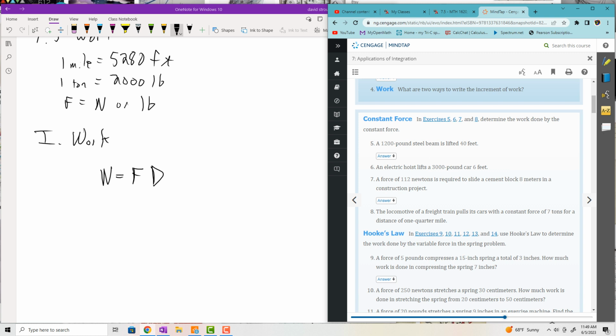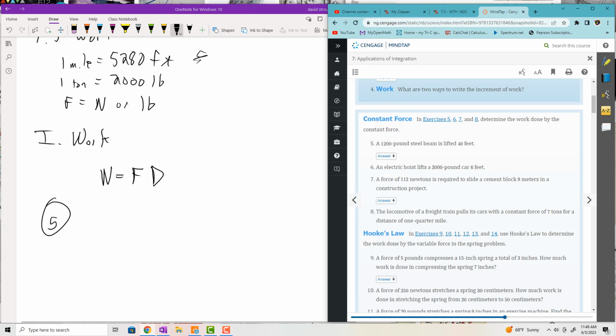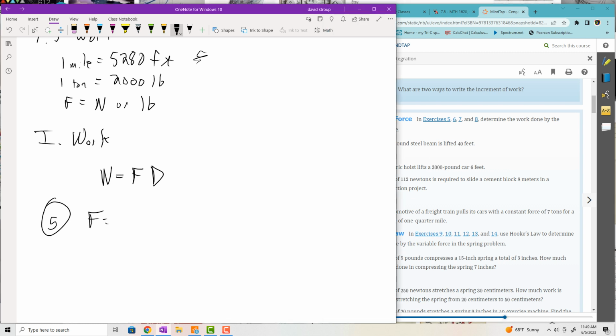So for example, problem 5, we want to figure out the work done by a constant force. It says you're moving a 1,200 pound steel beam 40 feet, so you're going to have to apply a force of 1,200 pounds to move it. So the force is going to be this 1,200 pounds, and the distance traveled is going to be this 40 feet.